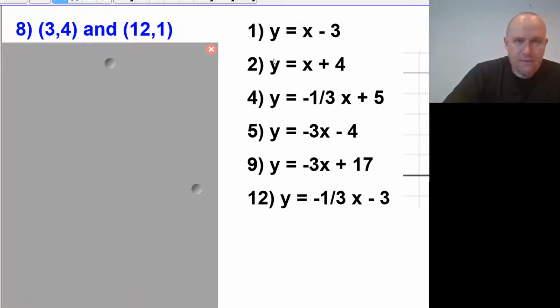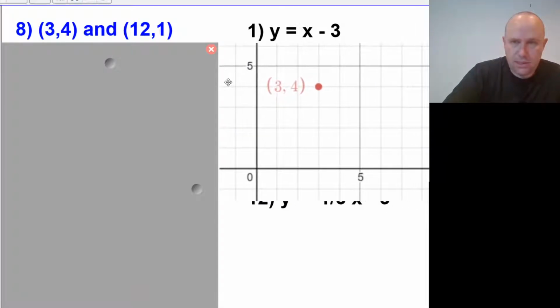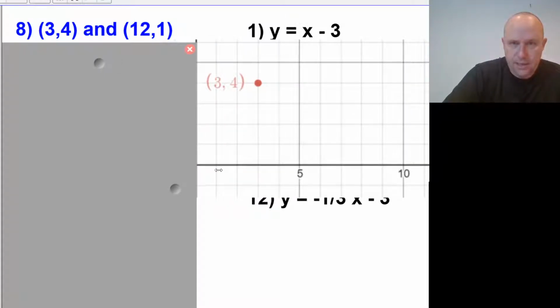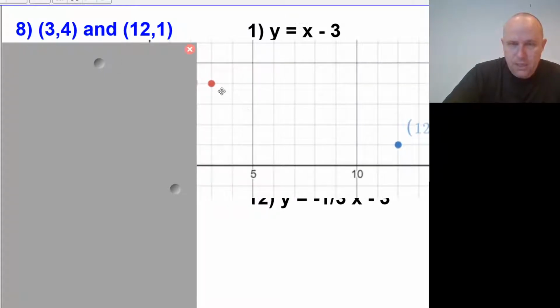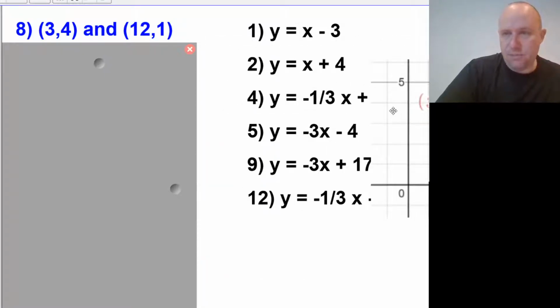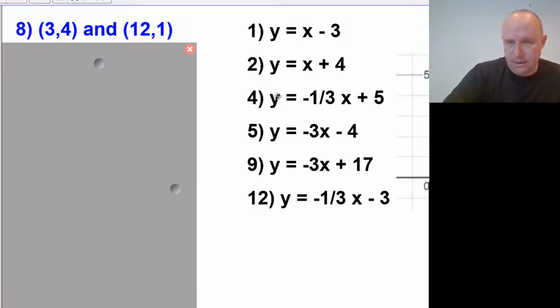Number 8. Once again, if you like using the formula, you can certainly go ahead and use the formula. If you don't feel comfortable with the formula, then you could also look at the picture. So here's my two coordinates I already typed in. I can see it's negative slope straight away. It goes down 1, 2, 3, and then it goes across 1, 2, 3, 4, 5, 6, 7, 8, 9. So -3 over 9. If you simplify that fraction, you'll find that it's -1/3.